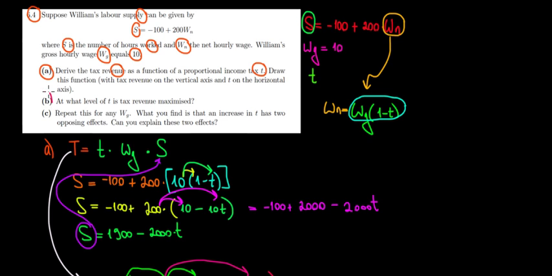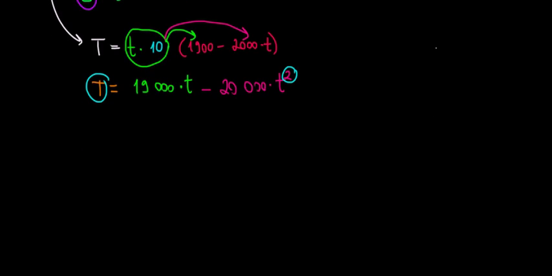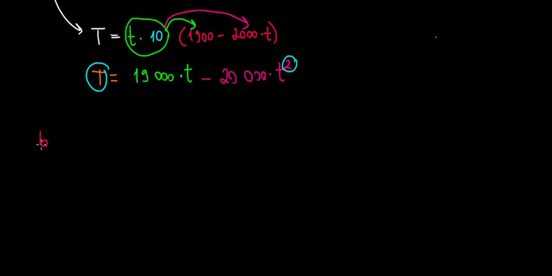Let's have a look at part B now. At what level of the tax is the tax revenue maximized? Now, before we do the math over here, what's the intuition? Why do we have a tax that necessarily maximizes the tax revenue?